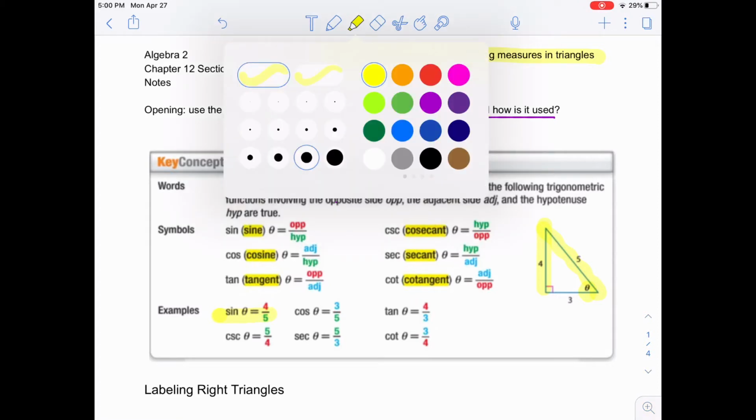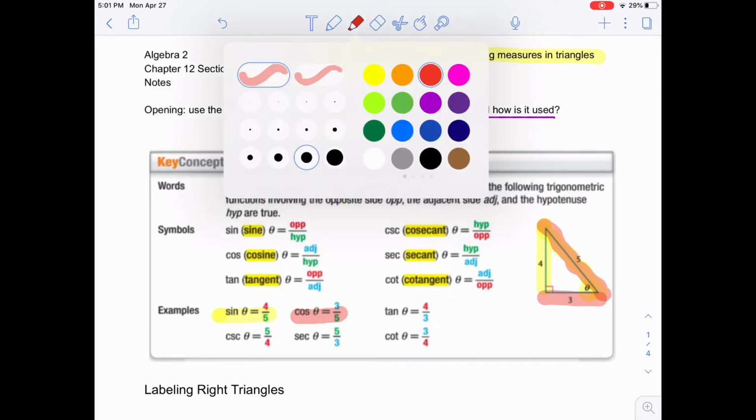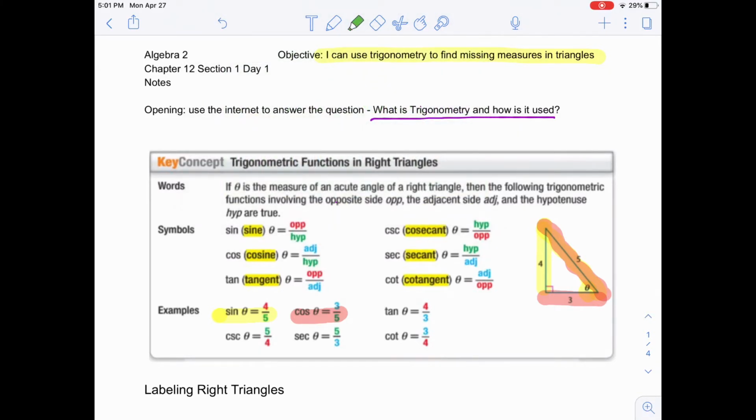Now we also can do cosine, which is the adjacent side, which is this 3, over the hypotenuse, which is that 5. And that's equal to 3/5 when we find that one. And then lastly, we can also do tangent. And tangent is where you take the opposite side, put it over the adjacent side, and that's equal to 4/3.